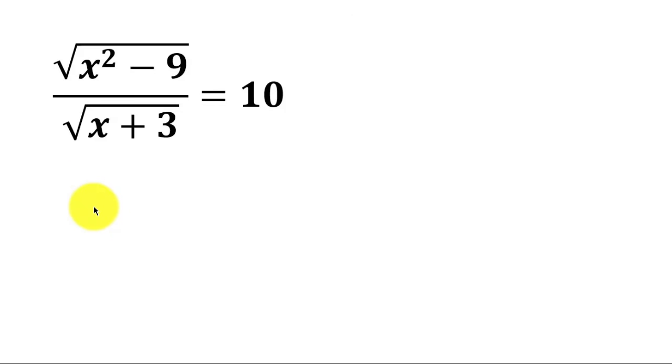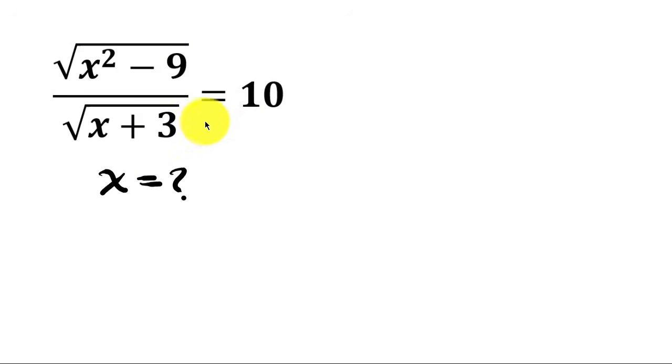What an interesting question we have here. The question says, find the values of x given that the square root of x squared minus 9 all over the square root of x plus 3 is equal to 10.